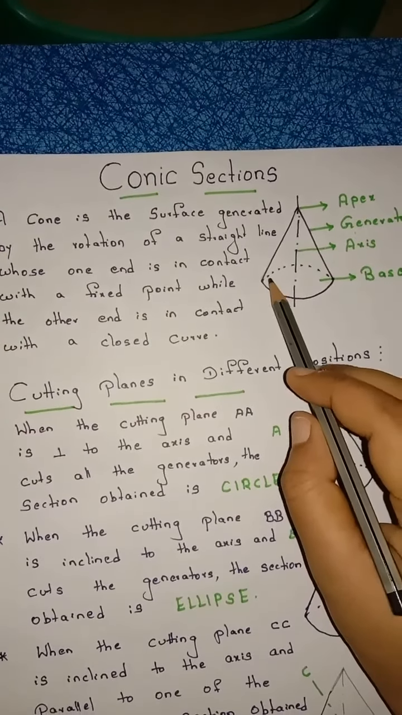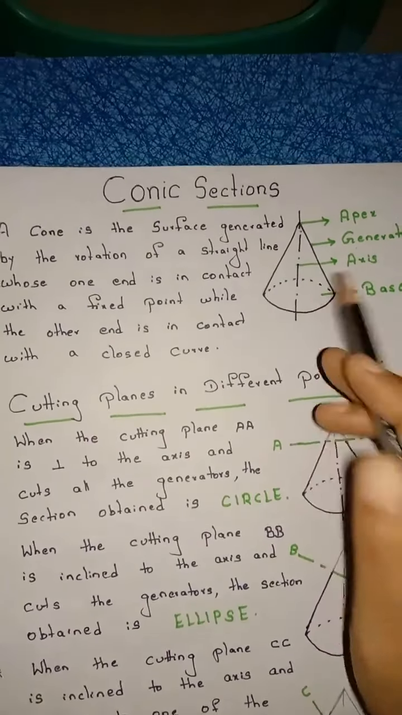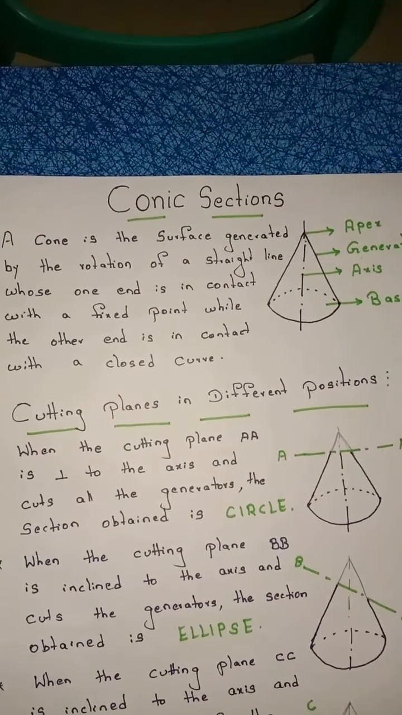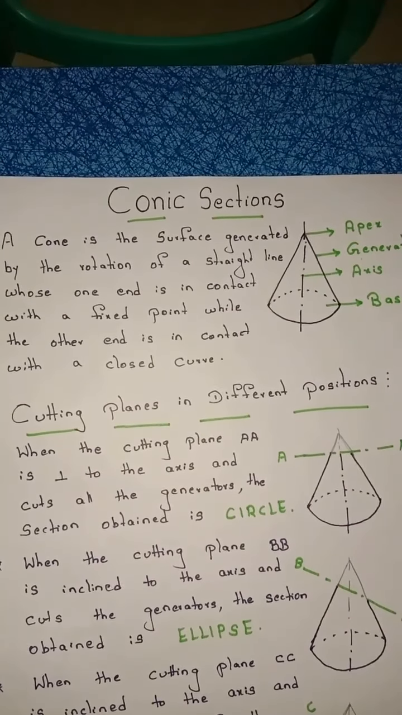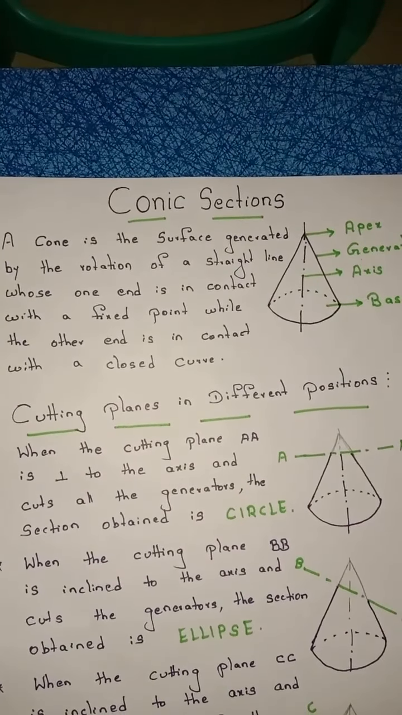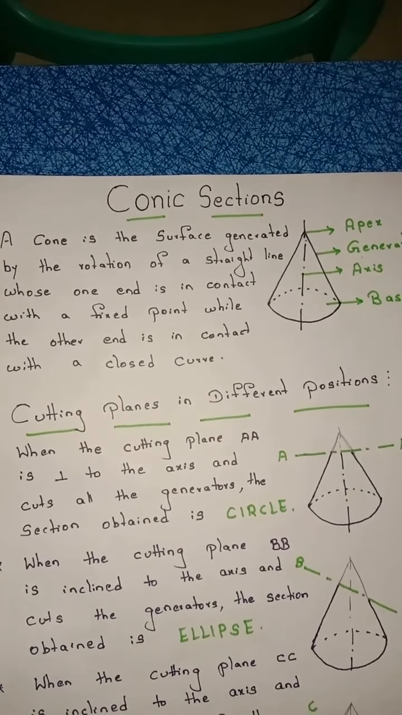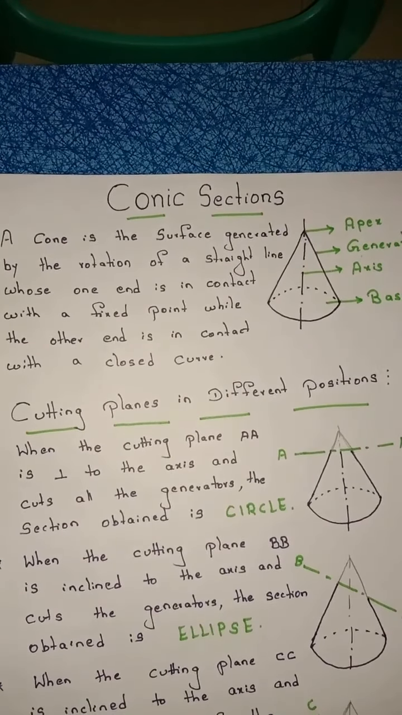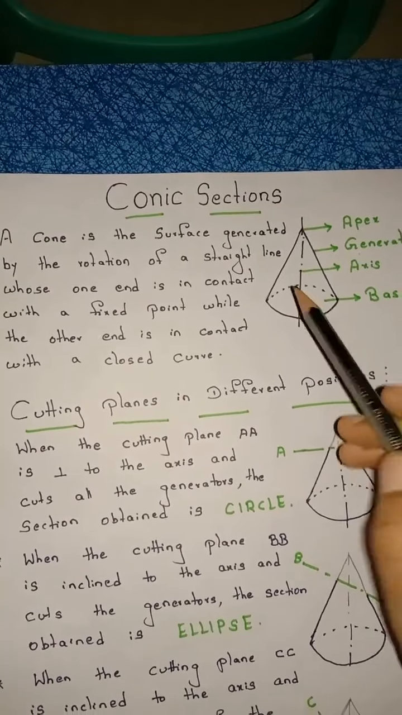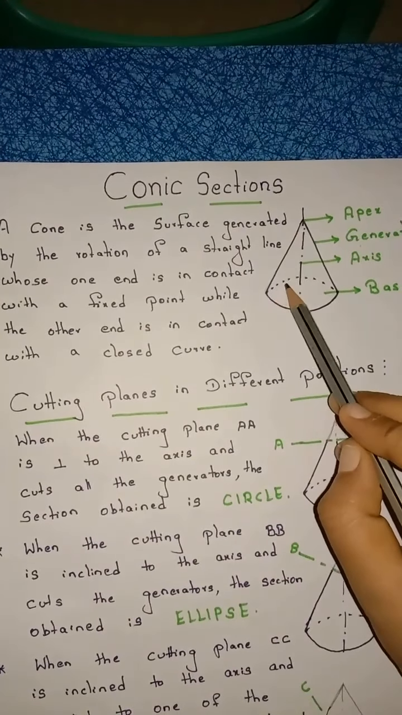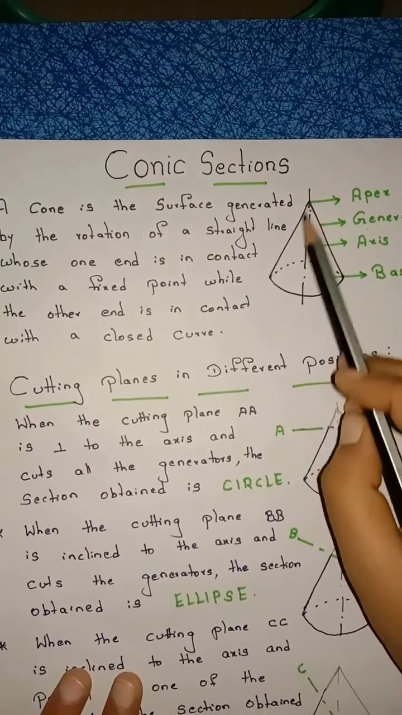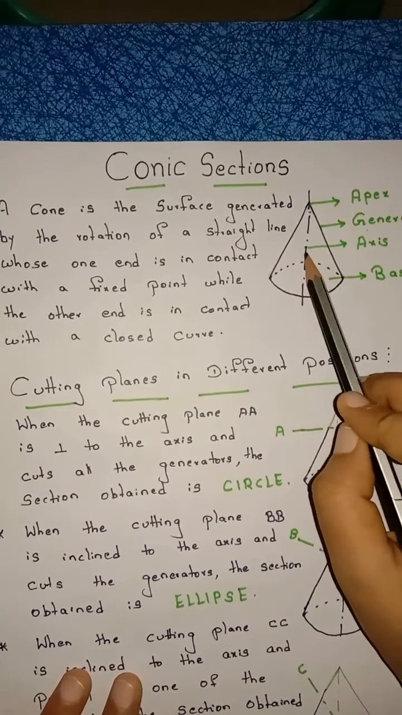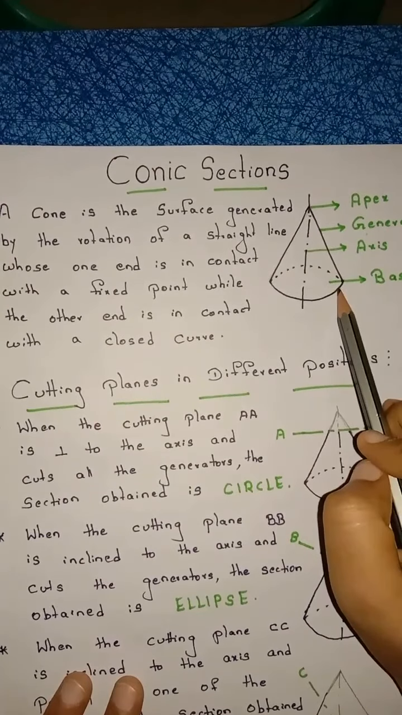So why am I drawing a dotted line here? Because the cone is a 3D object. In a 3-dimensional object, what we see from the front we draw with straight lines. What we cannot see, we draw with hidden lines. This is called hidden lines, right? So please remember these terms: apex, generator, axis and base.